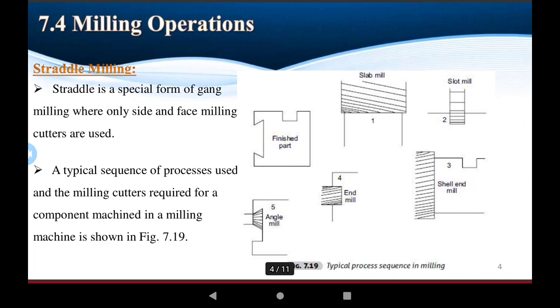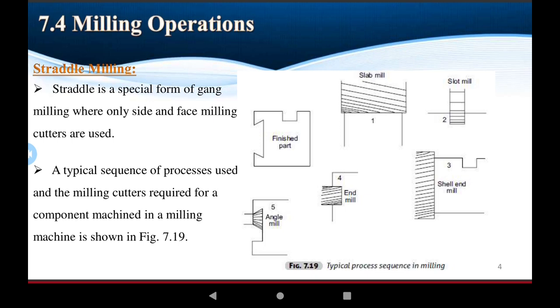And the milling operation, the types of milling operation: the straddle milling operation. Straddle milling is a special form of gang milling where only side and face milling cutters are used, okay. Straddle milling is used for special work purposes.